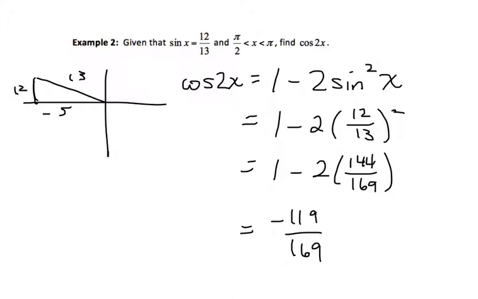And you could have used any of the cosine formulas. In this case, knowing where it is isn't really going to affect us because all of the cosine formulas involve squaring. So even if I had used cos squared minus sine squared, I still would have squared that negative 5, so it doesn't matter.